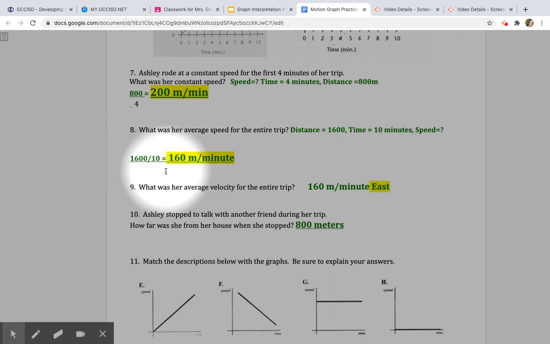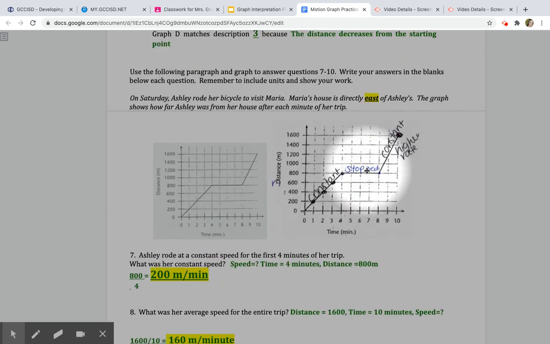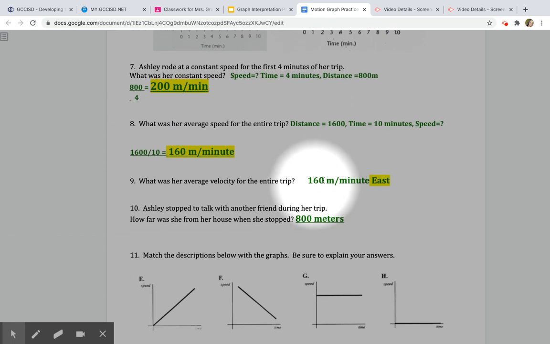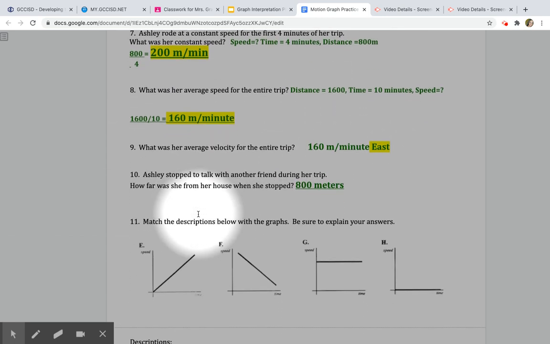All right, so we have our speed, which is 160 meters per minute. Now, here is our velocity, east, 160 meters per minute east. Where did I find that east? Right here. Maria's house is directly east of Ashley's. We plug that in, there's our answer.